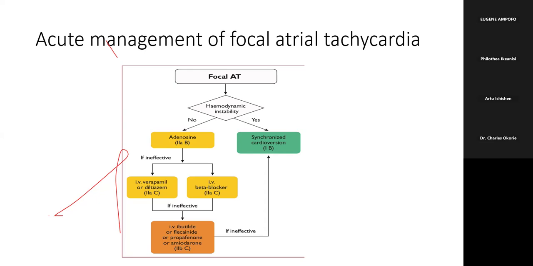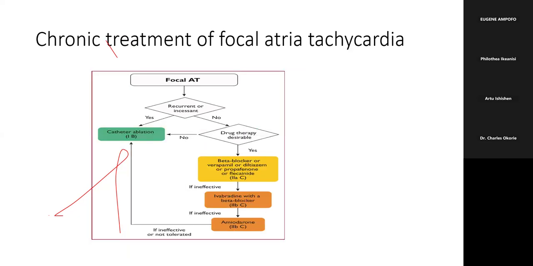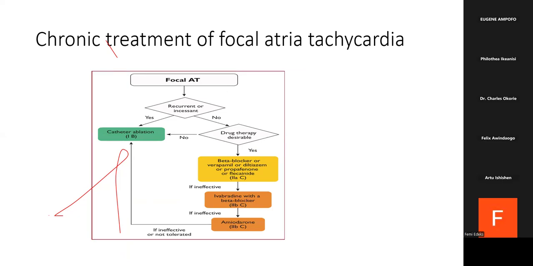Then, the next slide. For chronic treatment of focal atrial tachycardia, if the tachycardia becomes recurrent or incessant, then we'll go straight to catheter ablation, which is a level 1B recommendation.